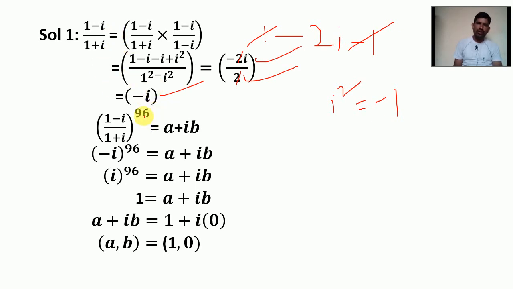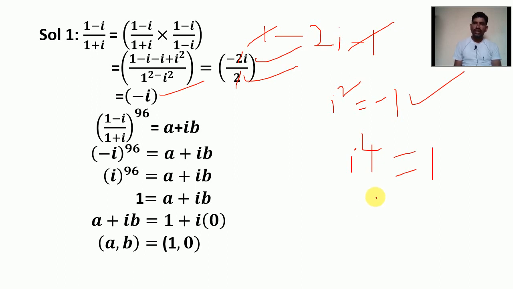And the power is 96, so I am writing here (minus iota) whole power 96. We know, students, that if the power is an even number, then even if the base has a negative value, the result will be positive. So iota power 96. But what is the value of iota power 4? Iota power 4 value is 1, because iota square is minus 1. That's why iota power 4 can be written as iota square into iota square.